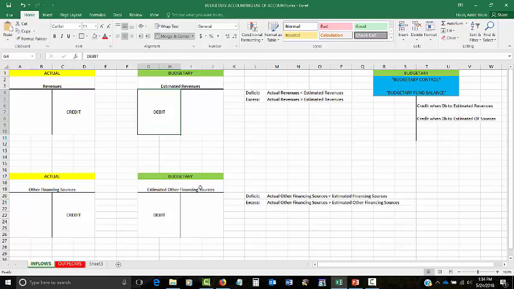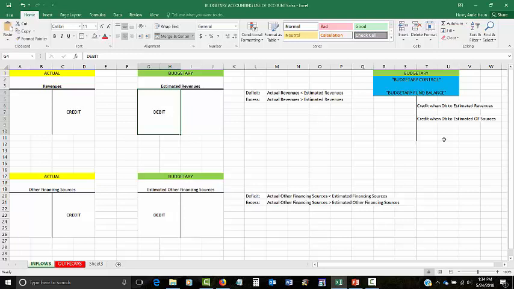When we go to record the budget and we've got some estimated other financing sources, we're going to debit estimated other financing sources for the amount of those, and at the same time we're going to credit the BFB account to reflect the estimated other financing sources in this budgetary fund balance.